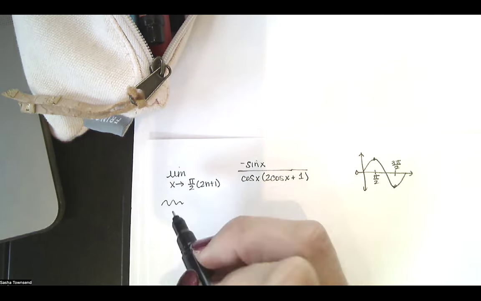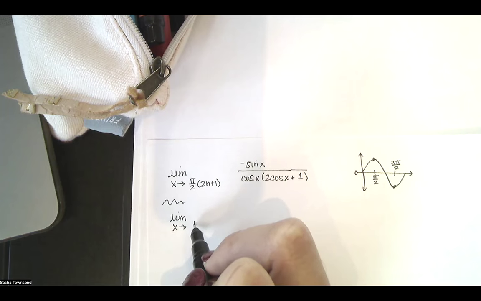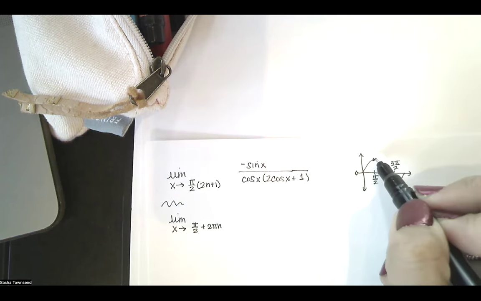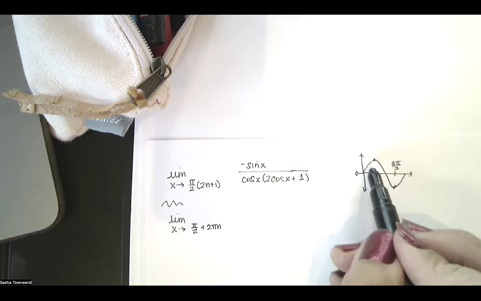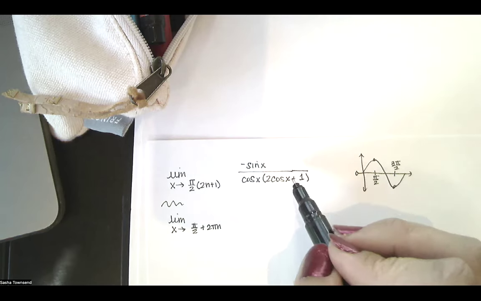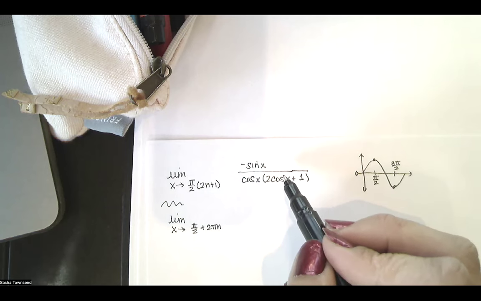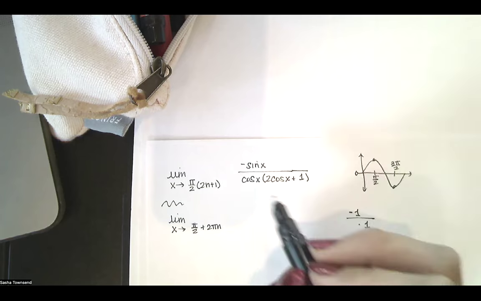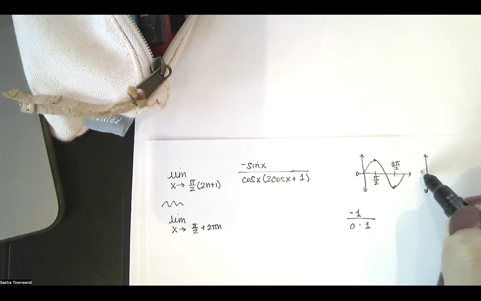So rather than doing this, I'll compute this. Let's look at the limit as x approaches pi over 2 plus 2 pi n. Then our sine value is equal to 1. So we're going to have 1 times a negative. It's going to give us a negative 1 in the numerator. And this is going to approach 1. So I'll have negative 1, a 1, and then the cosine of x is approaching 0. So I need to look at that cosine of x.